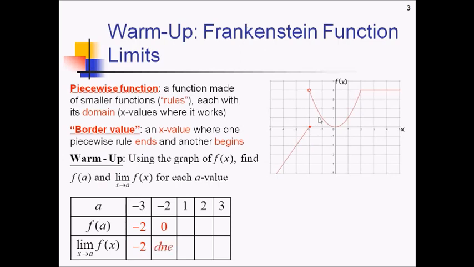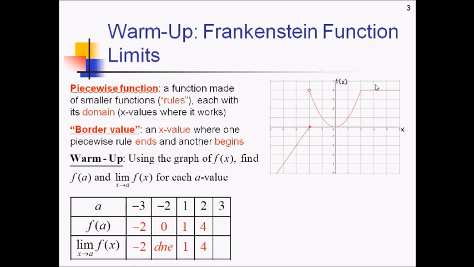Moving on to the non-border value of 1, the function value is 1, the left and the right and the two-sided limit are also 1, so those match up. Moving on to our next border value of 2, we see that our function value there is 4, and then the left and the right sides, they're coming at different angles, but they end up in the same place. They still end up having a value of 4.